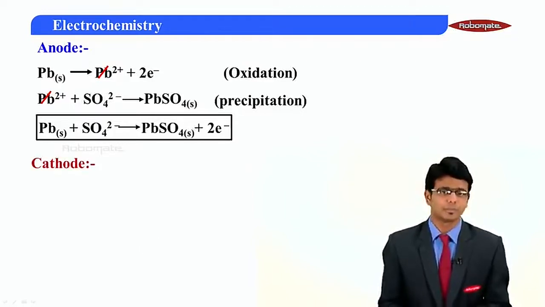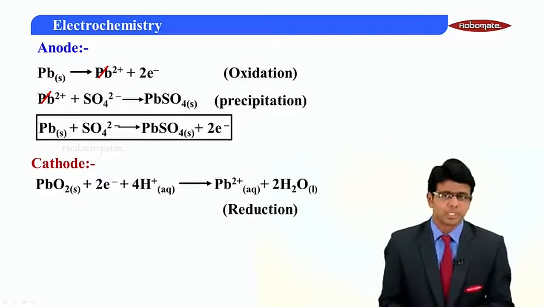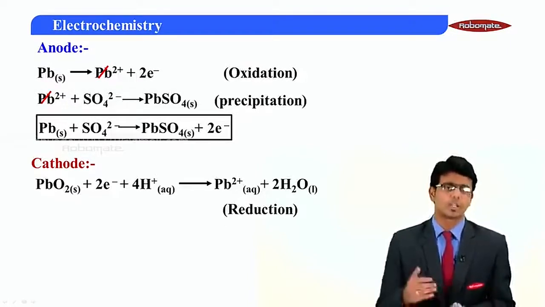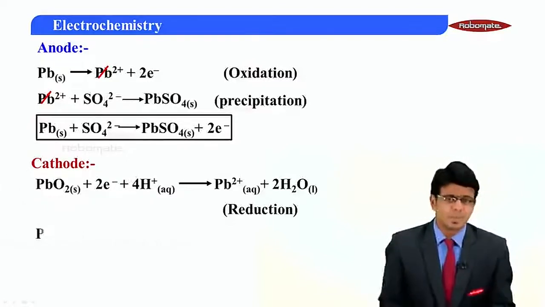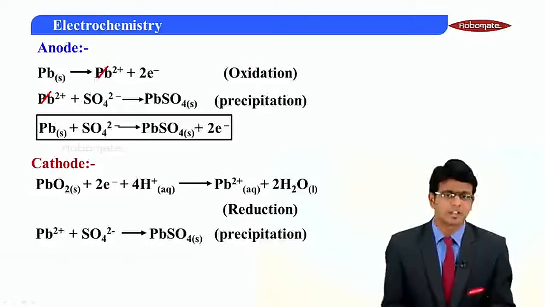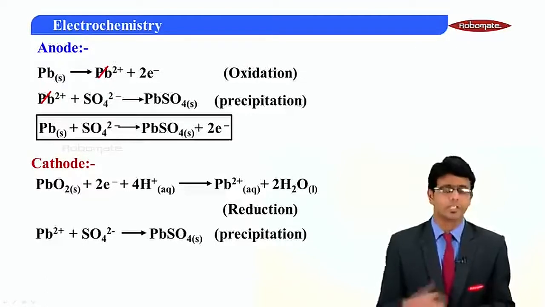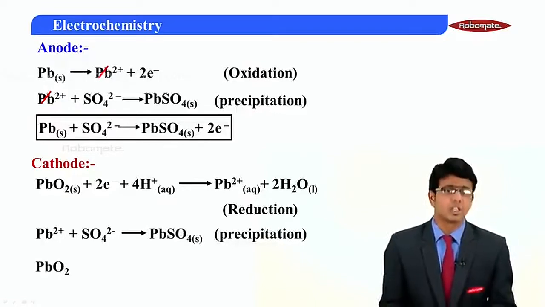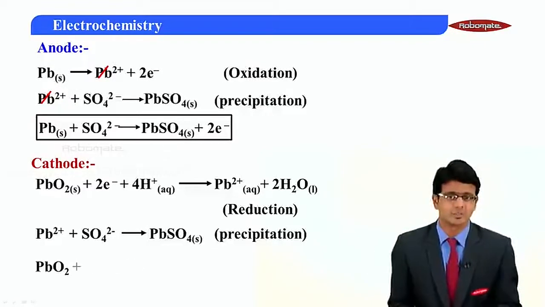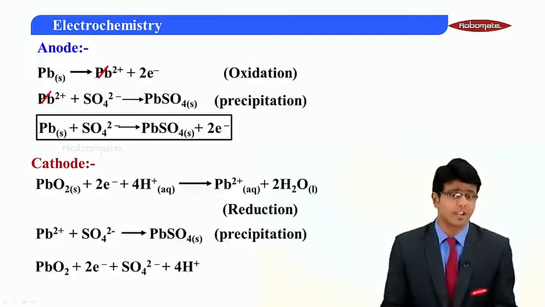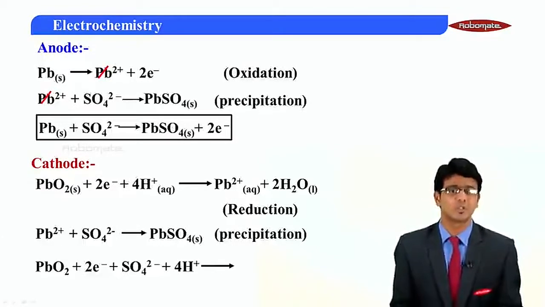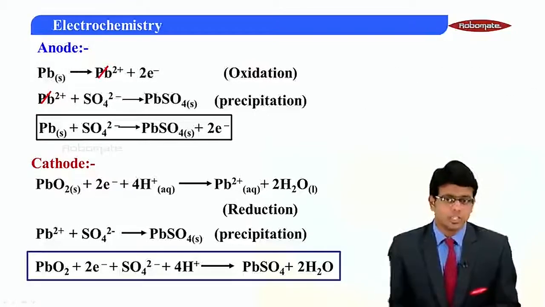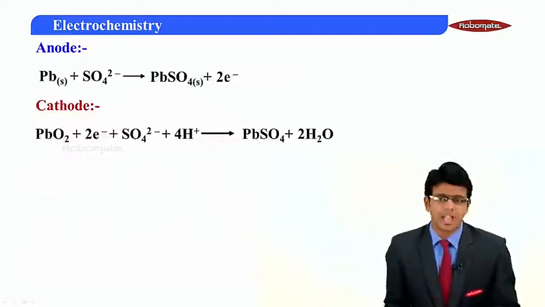Similarly at the cathode, you have PbO2 taking up 2 electrons in the presence of 4 H+ ions, giving rise to Pb2+ plus 2 H2O. These Pb2+ ions will again combine with sulfate ions, giving rise to PbSO4, which is a precipitation reaction. If we add these two reactions, we get the net cathode reaction, which is PbO2 plus 2 electrons plus sulfate ions plus 4 H+ ions, giving rise to PbSO4 plus 2 H2O. So these were the reactions taking place at the anode and cathode.